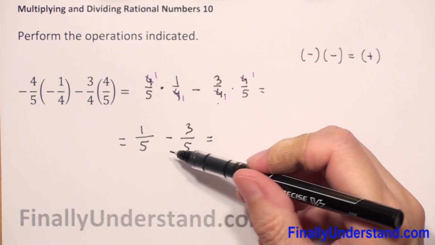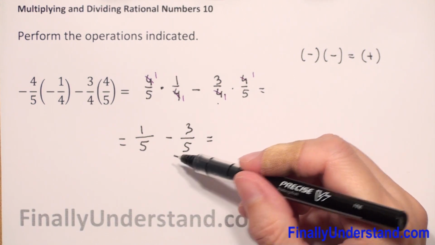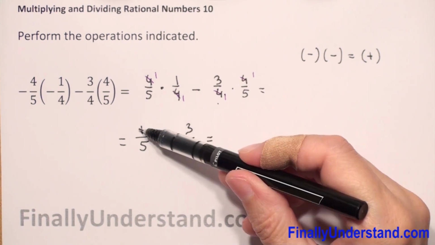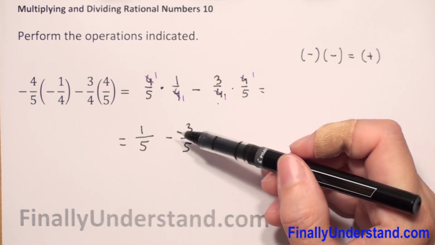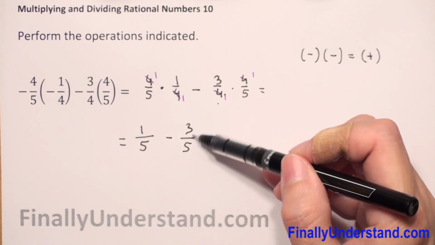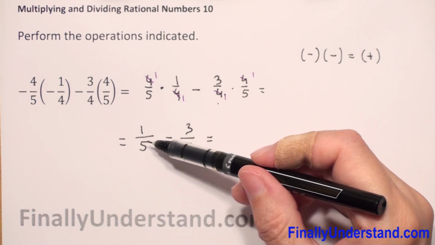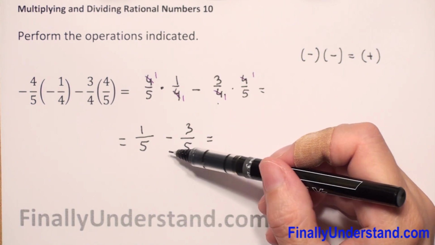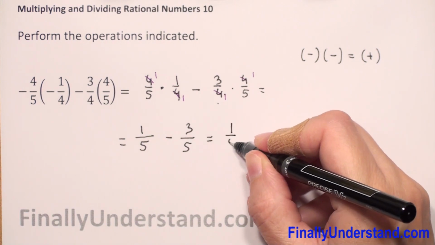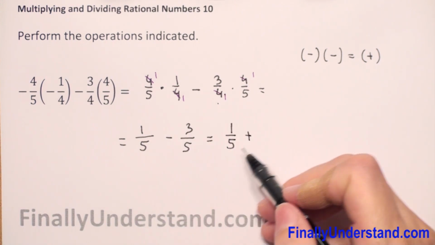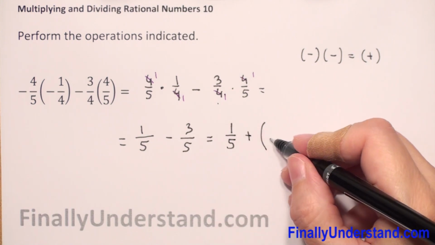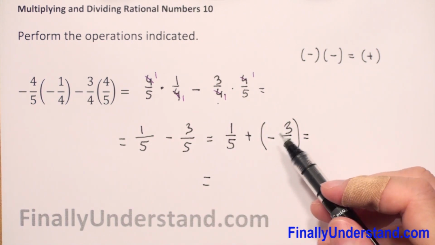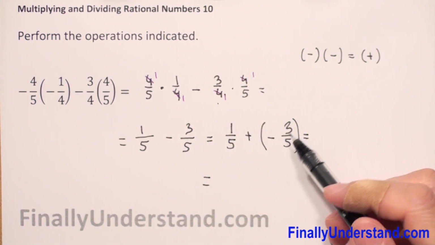How was it? The same as subtraction of two integers. The first number is smaller than the second. Compare numerators because the denominator is the same. 1 is less than 3. So how do we do this? When we have subtraction and the first number is smaller than the second, we can always change subtraction to addition of the opposite. So we copy the first number, plus, we change subtraction to addition. Opposite to 3 over 5 is negative 3 over 5. So this is equal.